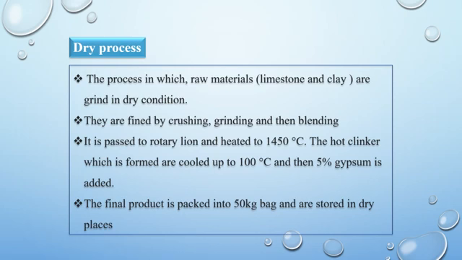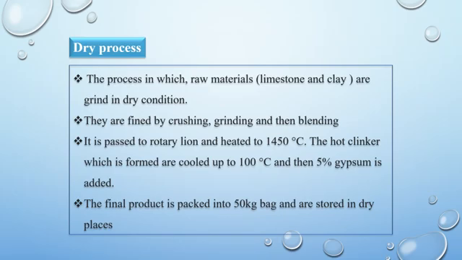What it means, students, in this slide, he just summarized the dry process. He said that in dry process, we grind the raw material in dry condition and then crush it, grind it and blend it to homogenize the raw material. After homogenizing, we pass it through the rotatory kiln where we heat it up to 1450 degrees centigrade.